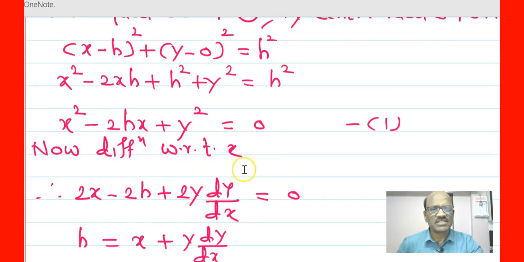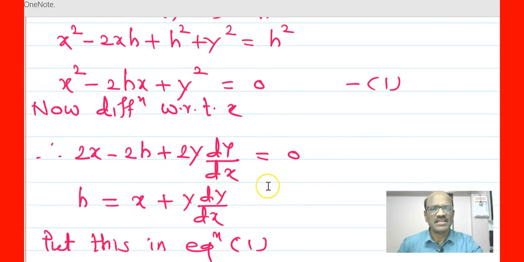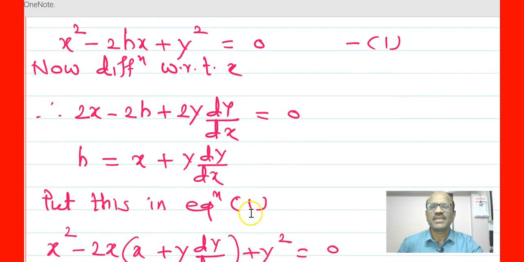Now differentiate with respect to x. The derivative of x square is 2x, and minus 2h into the derivative of x, which is 1. y square gives 2y into dy by dx, and that is equal to 0. Now the 2 gets cancelled on both sides. Moving minus h to the right-hand side it will become plus. Therefore h is equal to x plus y into dy by dx.